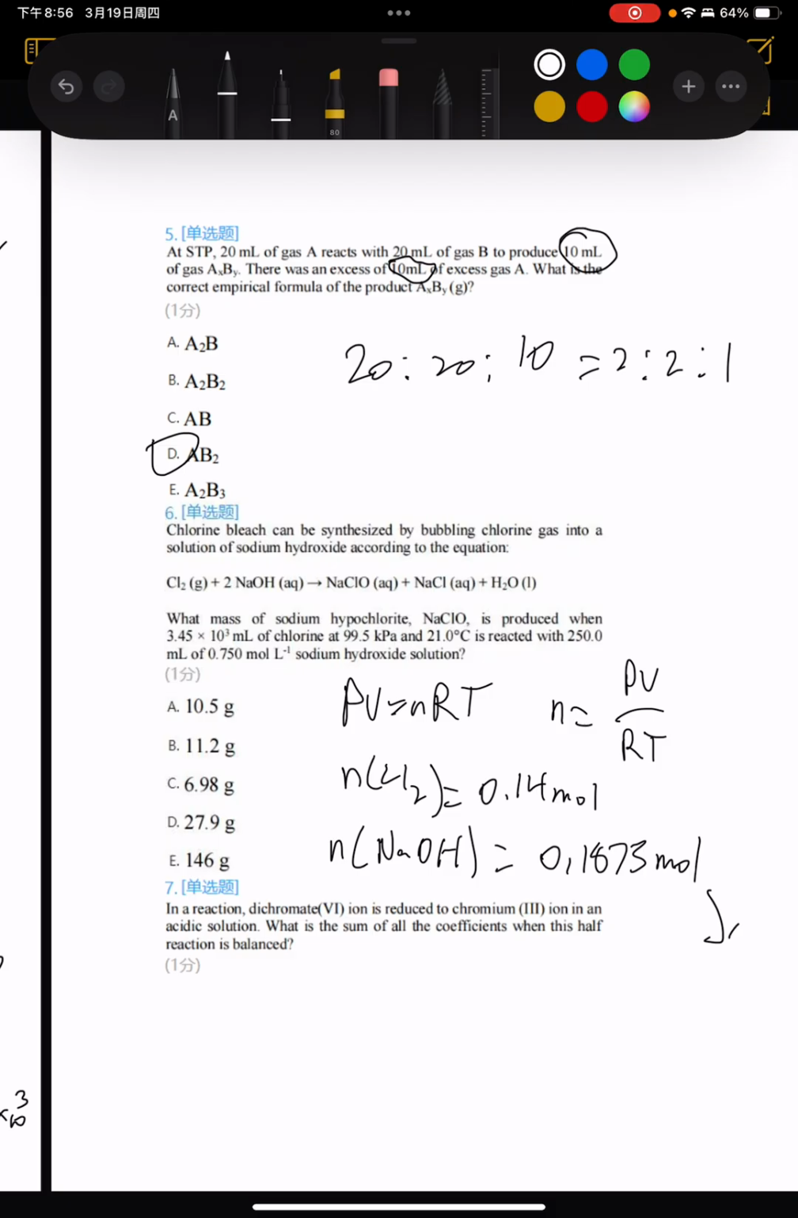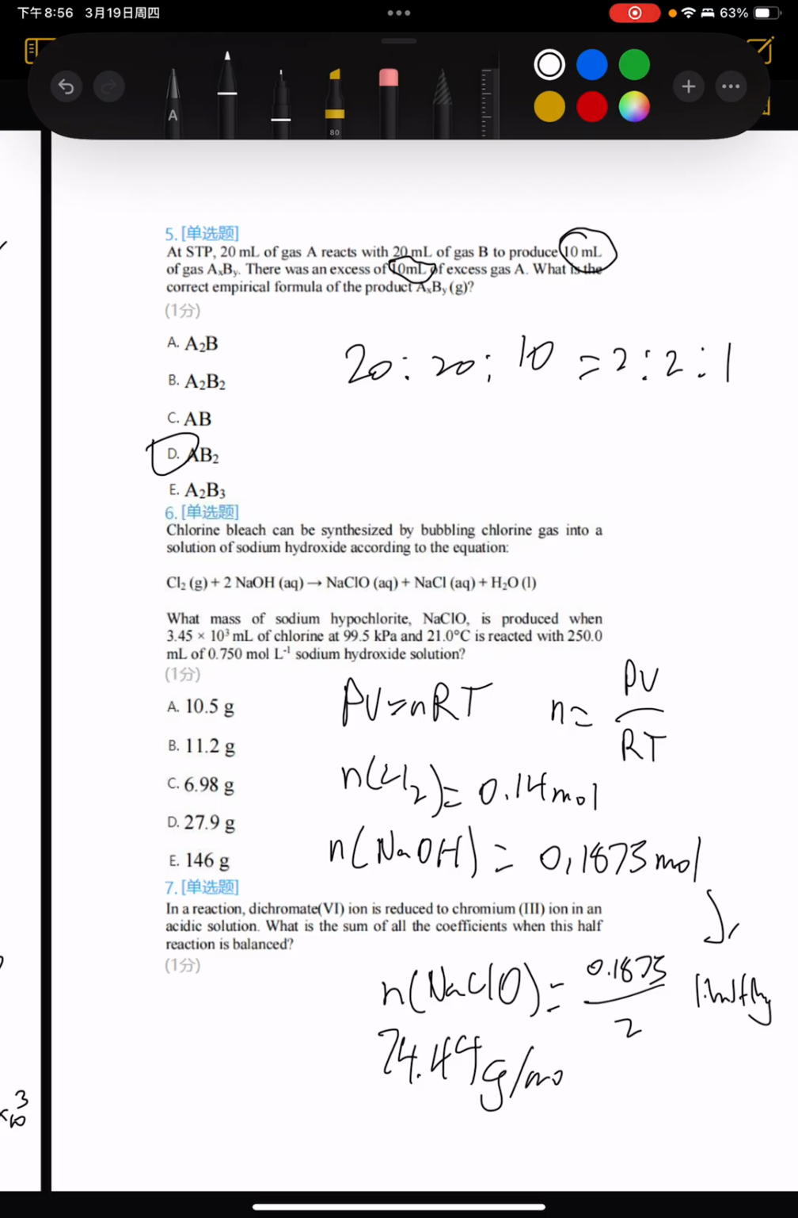is a limiting reagent. So since this is a limiting reagent, the number of moles of sodium hypochlorite is equal to half of the amount of the limiting reagent. And the mass of the sodium hypochlorite is 74.44 grams per mole. So we just times these two together to get 6.98 grams, or C.